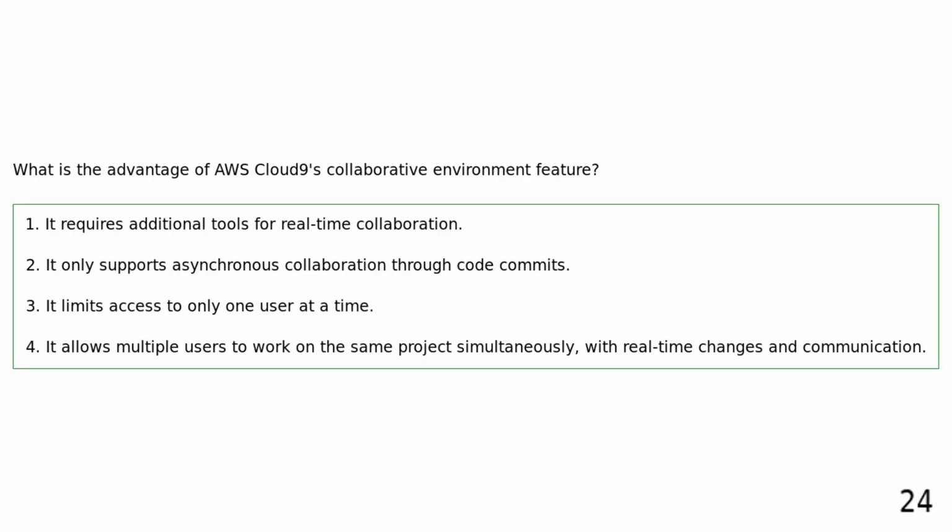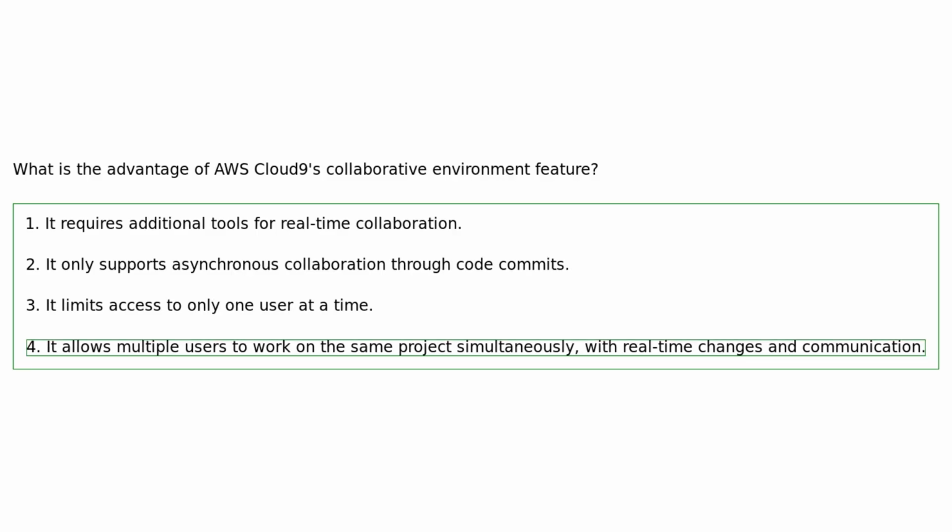What is the advantage of AWS Cloud9's collaborative environment feature? It requires additional tools for real-time collaboration. It only supports asynchronous collaboration through code commits. It limits access to only one user at a time. It allows multiple users to work on the same project simultaneously, with real-time changes and communication. AWS Cloud9's collaborative environment feature enables multiple users to work together in real time, enhancing team productivity.